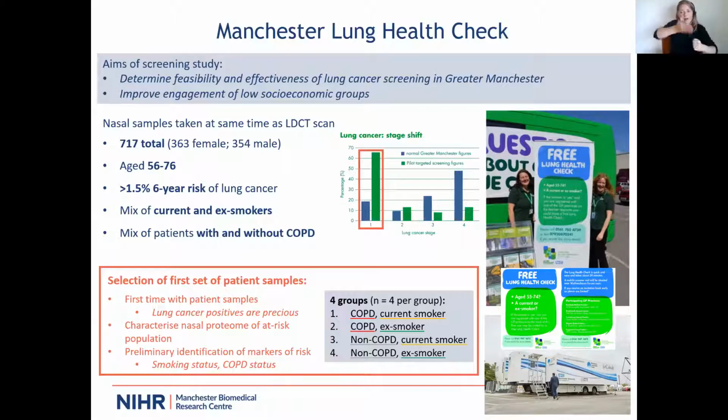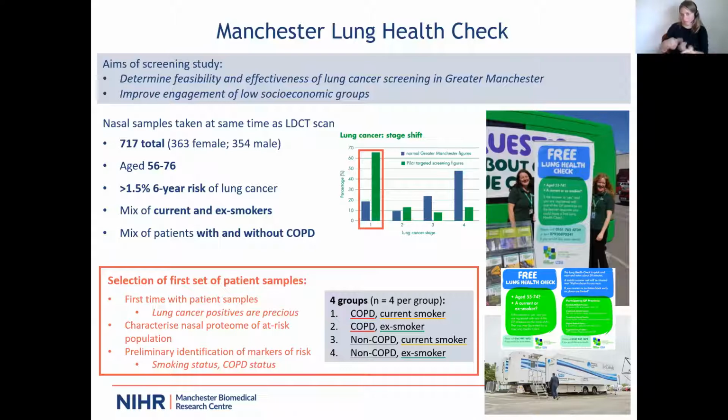But we have just over 700 nasal samples from patients from this study, all of which have a greater than 1.5% 6-year risk of lung cancer. And on top of having some patients that are positive for lung cancer that we can use to develop biomarkers, we also have a mix of current and ex-smokers and patients with and without COPD, which gives us scope to look at not just lung cancer and not lung cancer, but also the risk factors for lung cancer, and maybe start to stratify patients based on risk using nasal samples as well.